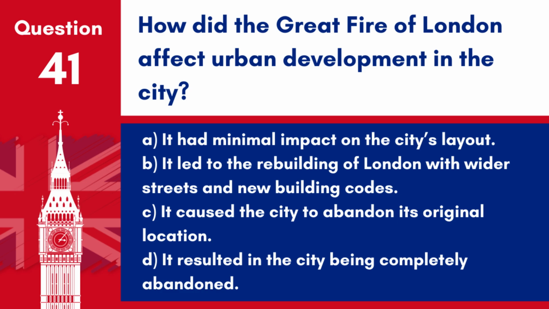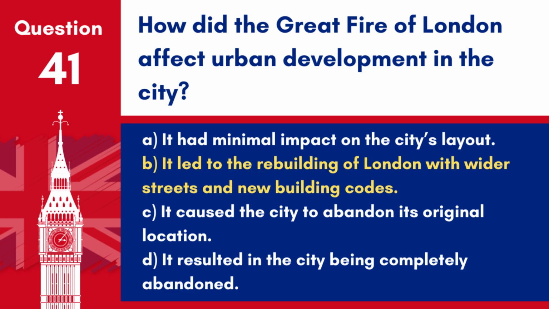Question 41. How did the Great Fire of London affect urban development in the city? A. It had minimal impact on the city's layout. B. It led to the rebuilding of London with wider streets and new building codes. C. It caused the city to abandon its original location. D. It resulted in the city being completely abandoned.